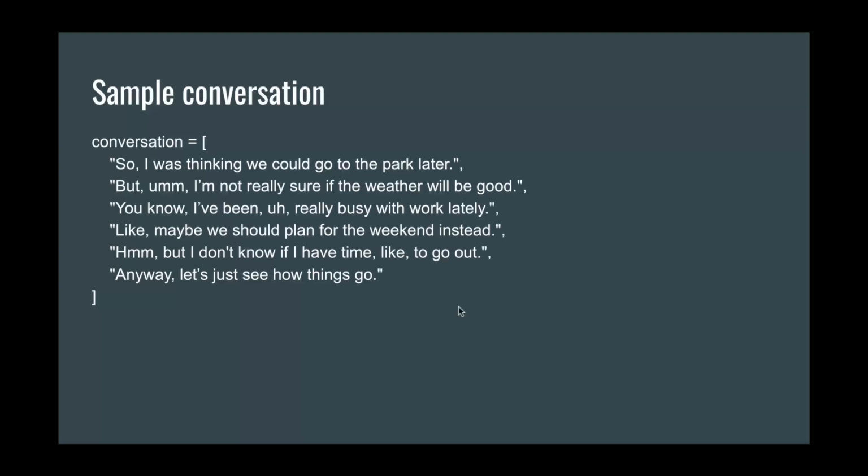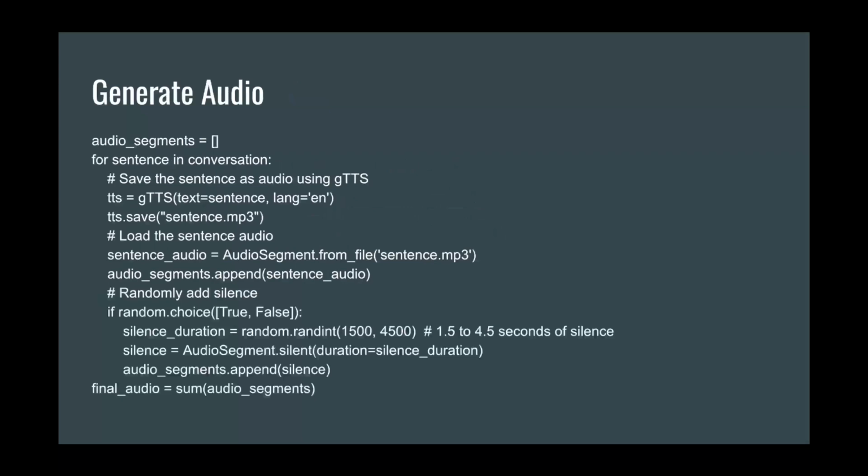So this is the sample conversation we'll be using. Next, we'll convert it into audio. We'll use this part of code to convert it into audio. We'll be using GTTS to convert the text into speech. And in between, we'll be adding random silences, as you can see here, of duration between 1.5 to 4.5 seconds. And it is random. And then we create multiple audio segments based on the above conversation list that we have created before. And then we concatenate it to get the final audio.